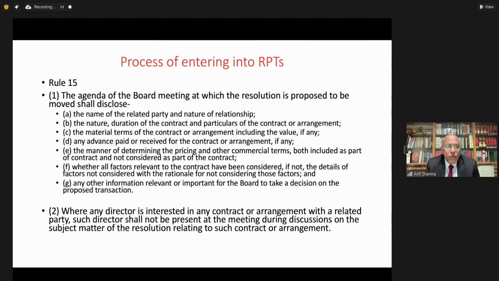The very first is when the board meeting agenda in which that particular resolution is proposed is moved, the agenda will be very, very specific, and it will contain very detailed information on the related party transaction. Who is the related party? What is the nature of relationship? What type of transaction is going to happen? Is there a contract? Is there any arrangement? What is the nature? What is the duration? What are the material terms of the contract or arrangement? Whether any advance is being paid or received for the contract, the manner of determining the price or other commercial terms, those are also required to be mentioned in that detailed note.